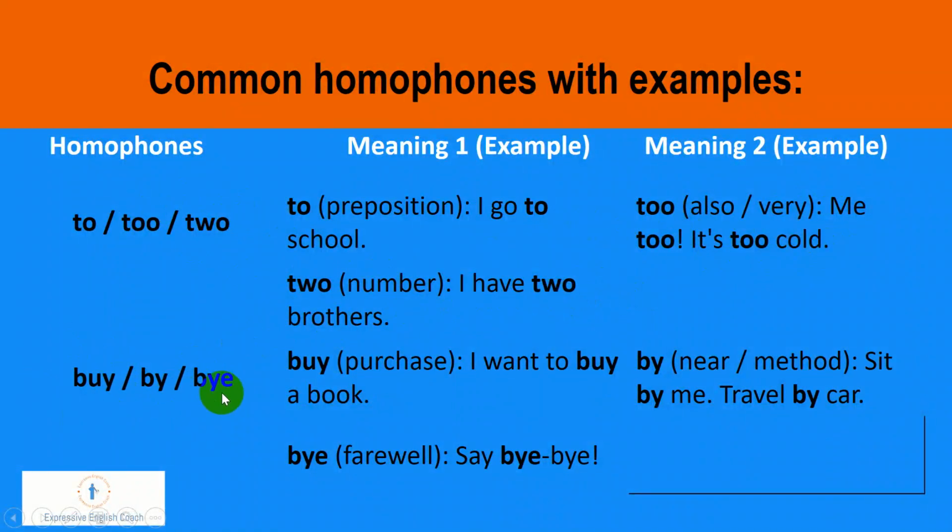Then buy, and by. Buy, the first buy is to purchase. Go to the shop and buy something. I want to buy a book, I want to buy a pen, I want to buy a car. By means near or a method. For example, sit by me, travel by car. Sit by me, that is near.